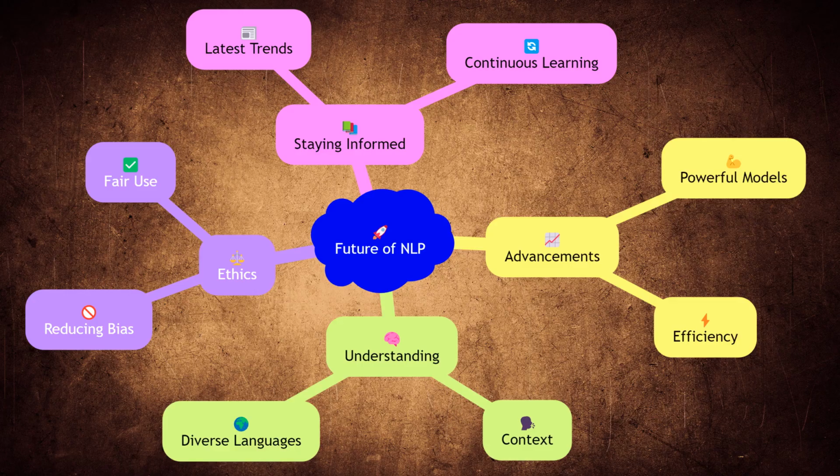The field of NLP is rapidly evolving, with new advancements and trends emerging regularly. Future trends include more powerful and efficient language models, improved understanding of context, and better handling of diverse languages and dialects. Additionally, there is a growing focus on ethical considerations, such as reducing bias in language models and ensuring fair and responsible use of NLP technologies. Staying informed about these trends helps in leveraging the latest advancements and ensuring that your NLP solutions remain cutting edge and effective.